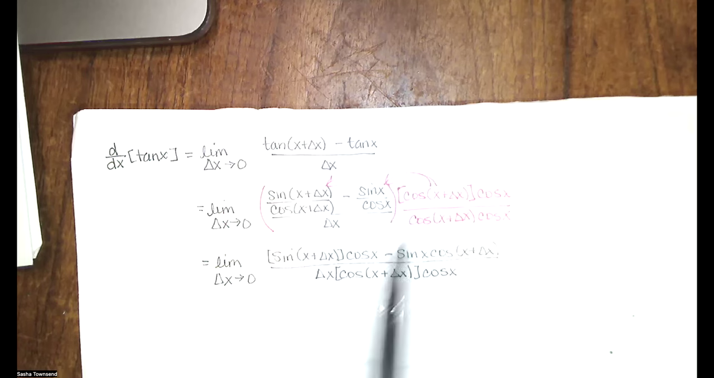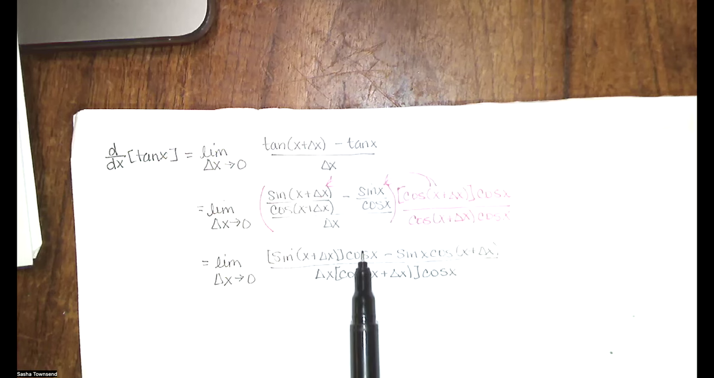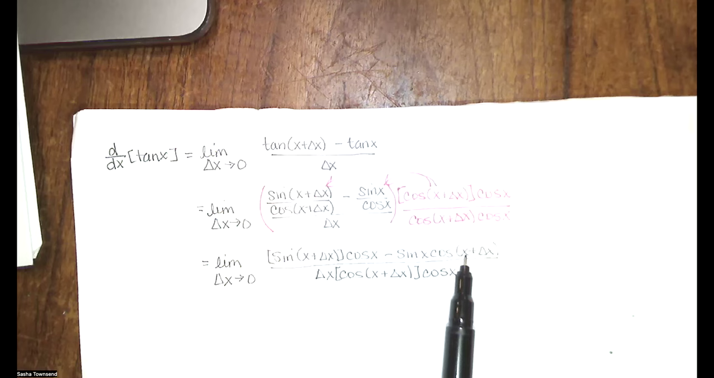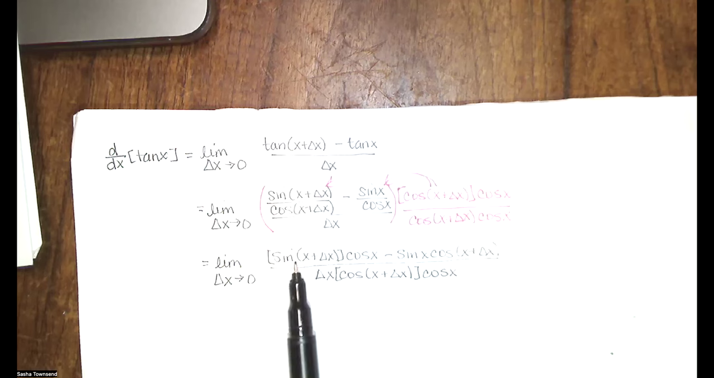Now we're still not ready to simplify yet. If we substitute in delta x equals 0, I've got sine of x times cosine of x minus sine of x times cosine of x. That's a 0 in the numerator. And then as delta x goes to 0, we have a 0 times cosine squared x in the denominator. So we're not quite there yet. But this can be rewritten.